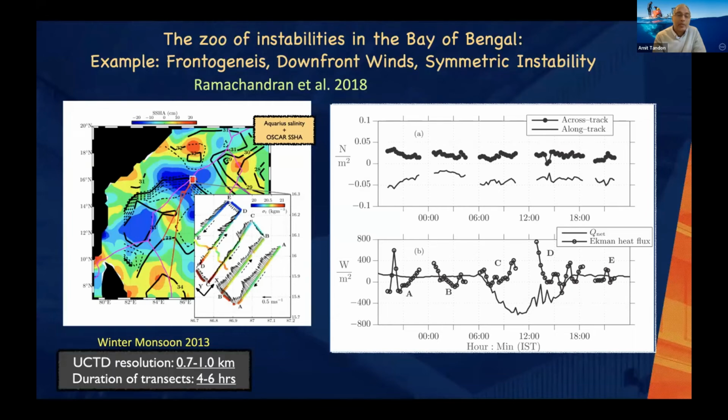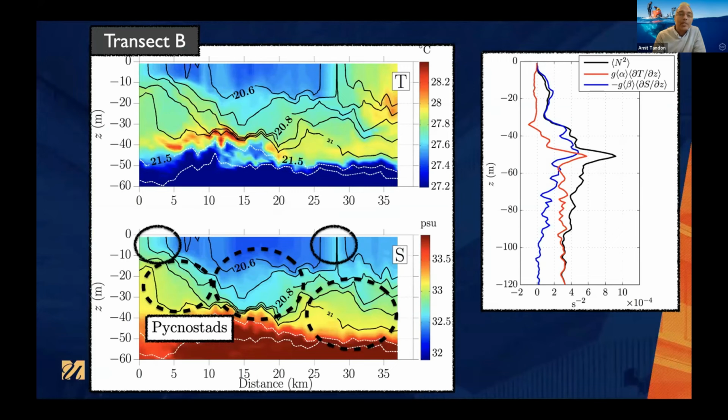We did sections with the underway CTDs at 0.7 to 1 kilometer resolution, and each transect is 4 to 6 hours. The overall flow is going towards the west-northwest, but there is a sense of squeezing that you can see even in the sections themselves. So what happens there? What we see there are very interesting features. Certainly we see strong fronts.